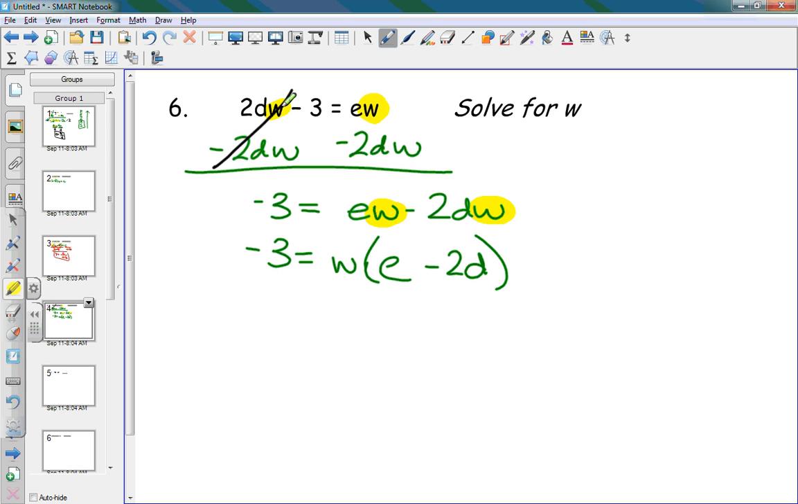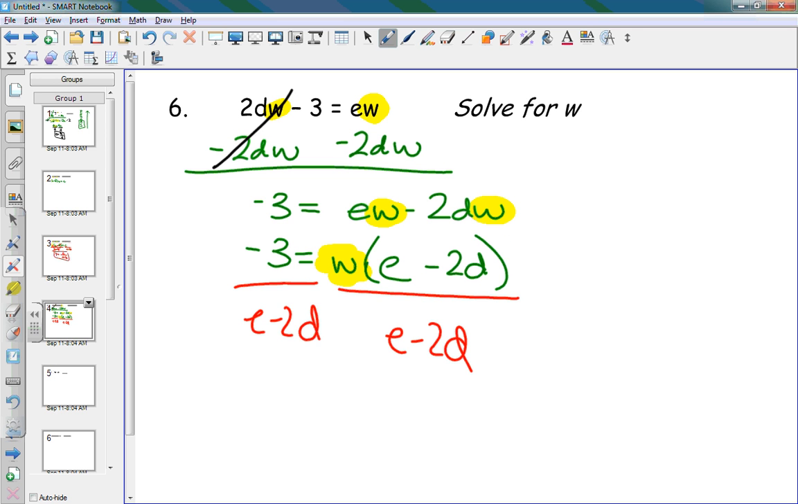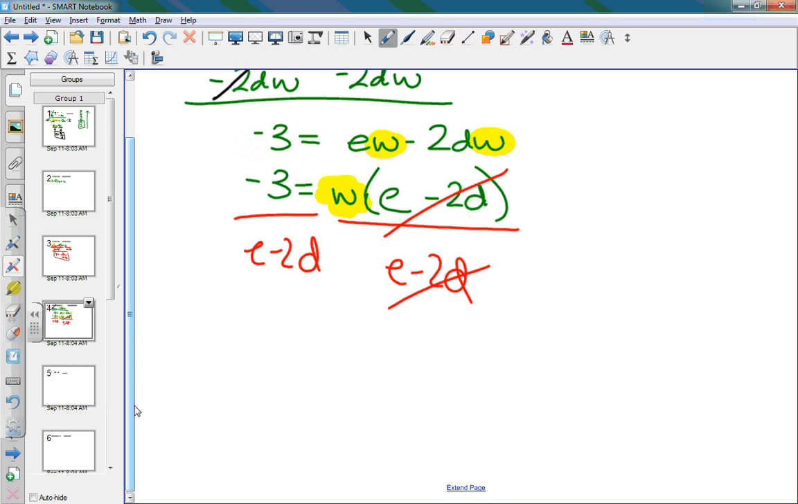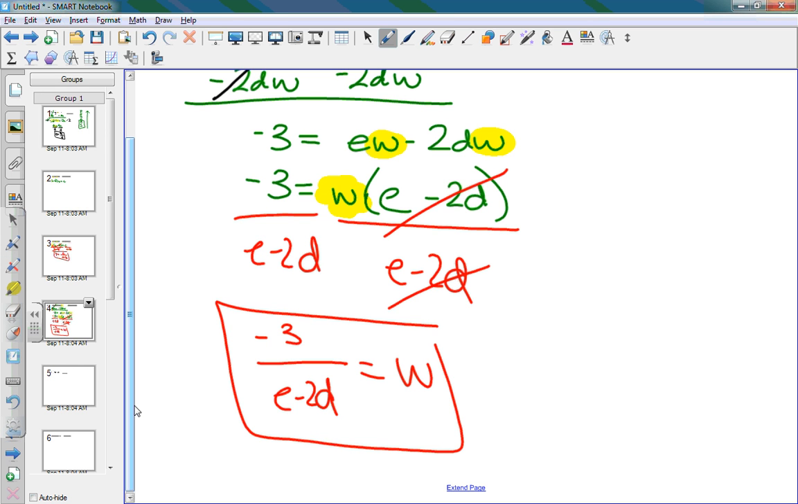Now, we're solving for W. So if I'm solving for W, what's attached to it? E minus 2D. So how do I get rid of it? Divide by the quantity E minus 2D. Again, you can keep parentheses around it, or you can say, hey, I know they're there. It's all good. Negative 3 over E minus 2D is equal to W. Do we understand that? Yes or no? Yes. Visual, verbal.